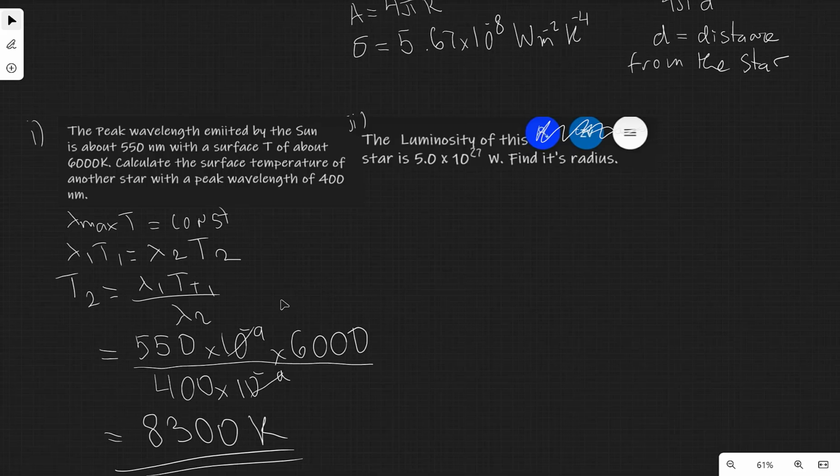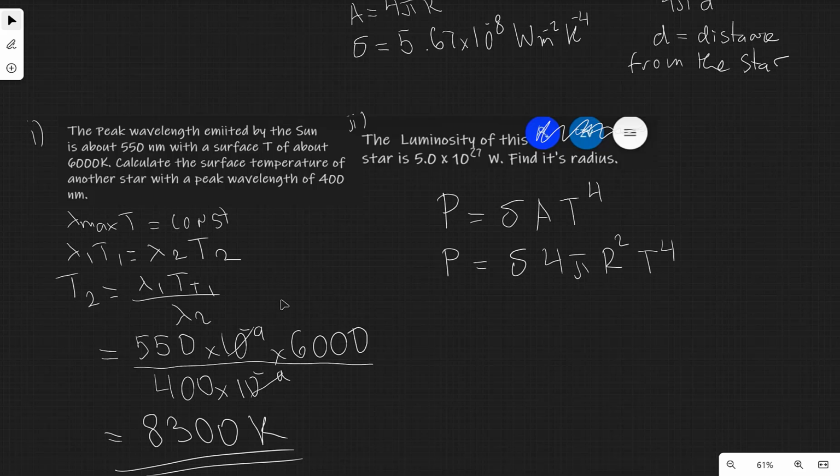Okay, now that we have that number, for part two, we can actually calculate its radius because we're given its luminosity. Now remember, the luminosity is the total power of the star, and we can use the power equation, which is Stefan's law, which is going to be the constant multiplied by the area of the star multiplied by T to the power of 4 to calculate its radius. Well, remember, the surface area is just equal to 4 pi r squared. So in this case, we're just going to be looking for the radius, and we can just directly rearrange for that. The radius will be given by the square root of the power, and then we're going to be dividing that by the constant, and then 4 pi, and then what have we got left?